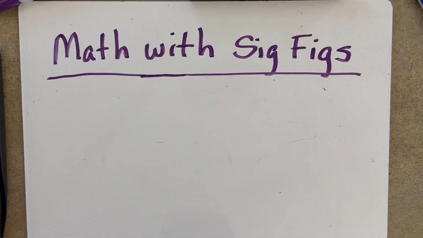When working out most problems in chemistry, you're going to be using multiplication and division, not addition and subtraction. So let's go over the second rule, which is the rule for multiplication and division.